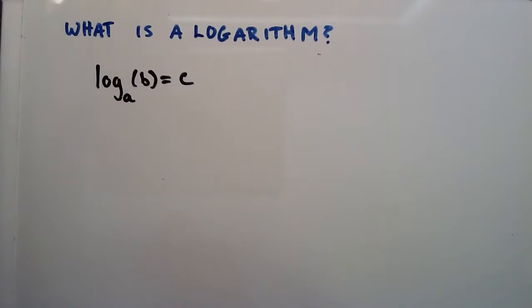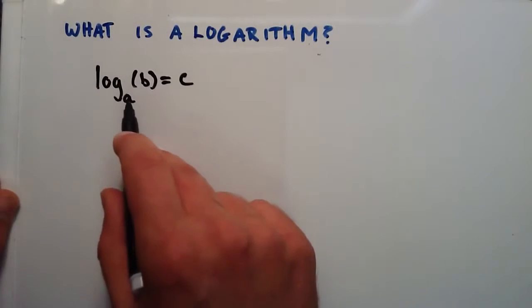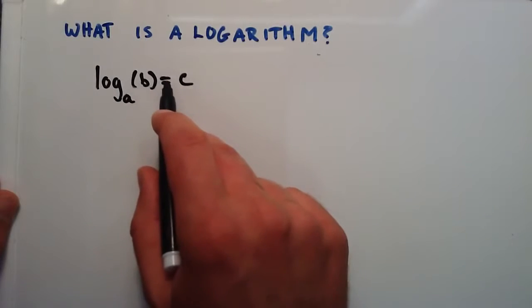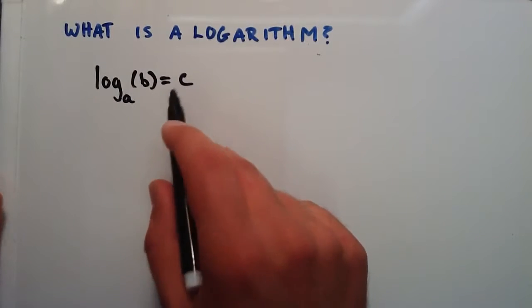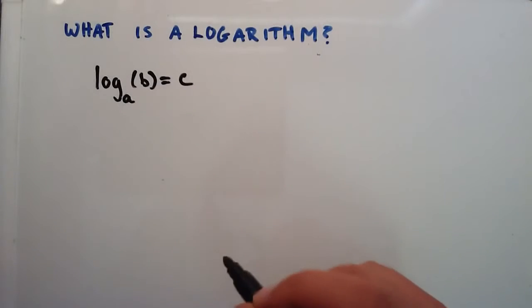Today I'm going to be explaining what a logarithm is. So I went ahead and wrote one down here, and it reads like this: log base A of B is equal to C. So what in the world does this mean? This is kind of weird.